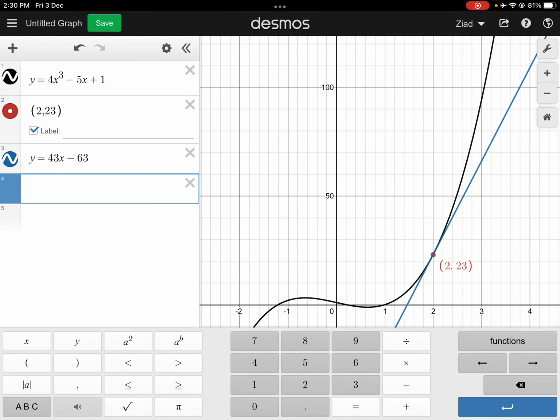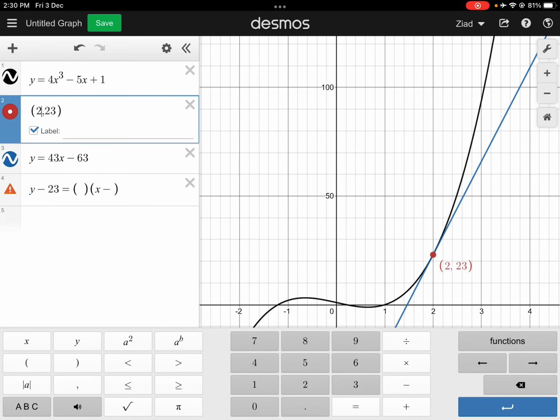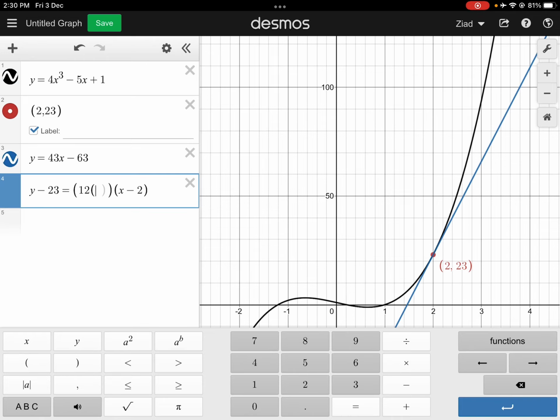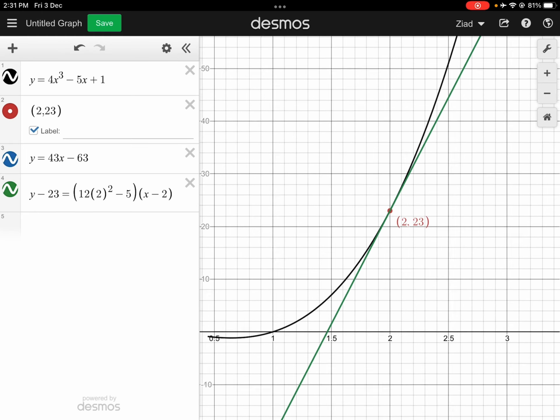So you remember it was from the point here, look, you'll do y minus the y coordinate 23 equals slope, leave a place for it, and then put x minus the x coordinate of the point, which is 2. And all what you have to do here is put the derivative at 2. And the derivative you get from here, what is the derivative? 12x squared. So you can say 12 times x squared minus 5. And then they're asking you at a specific point, 2. And that's where you get the tangent line correctly.